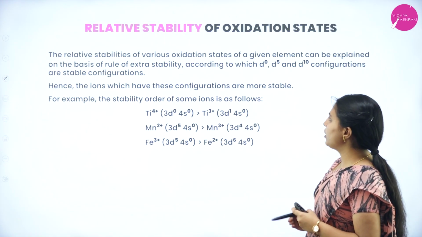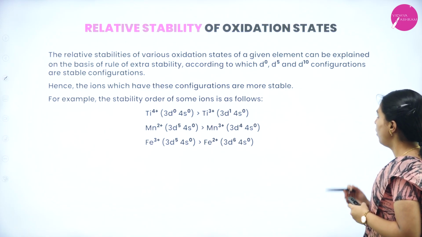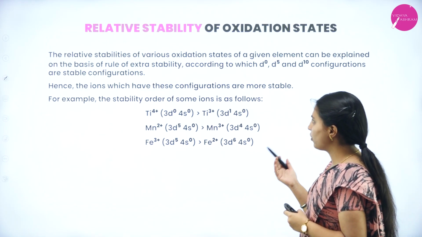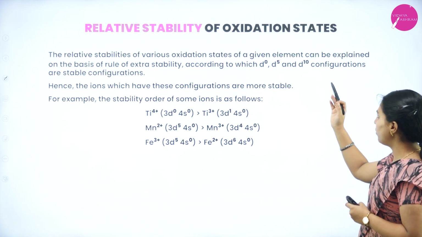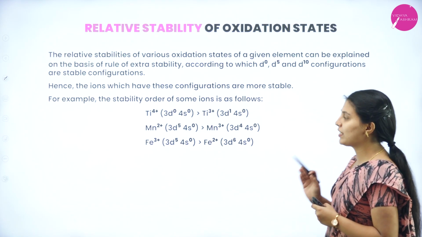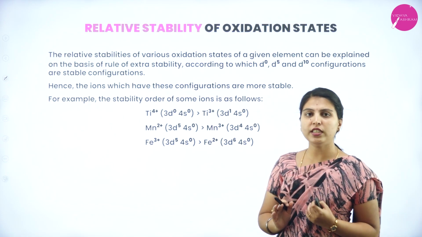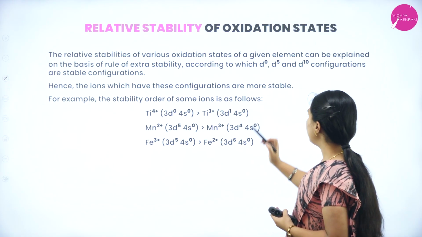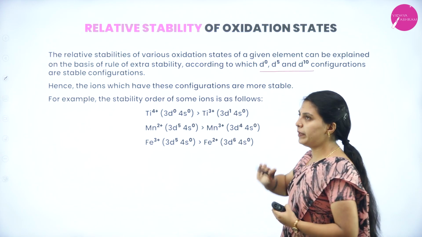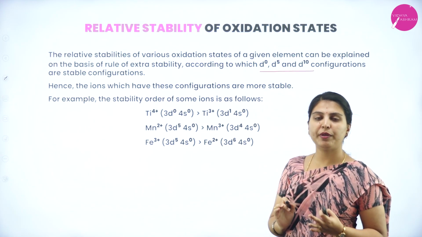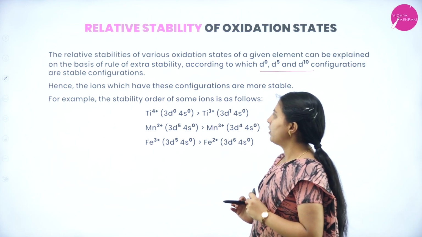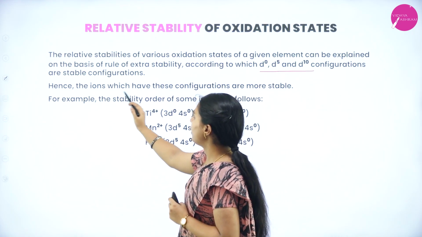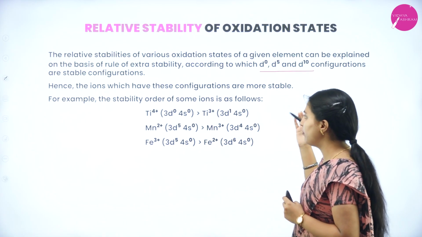The relative stabilities of various oxidation states of a given element can be explained on the basis of the rule of extra stability, according to which d0, d5, d10 configurations are stable configurations. As I told in the previous session, d0, half-filled or completely filled electronic configurations will have the highest stability. Hence, the ions which have these configurations are more stable.